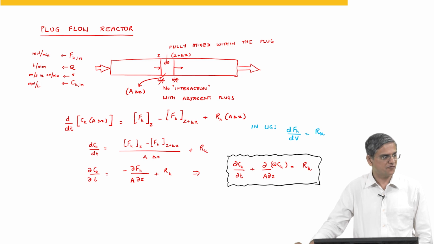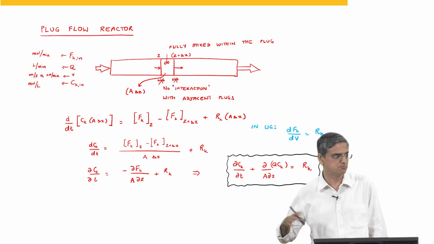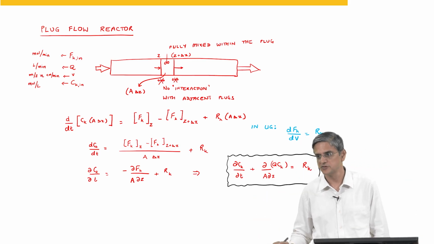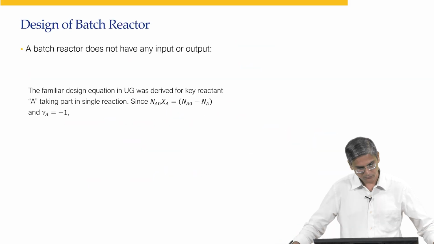In the definition of Rk, we have not even assumed that there is 1 reaction, 10 reactions, a million reactions. We have not said there is 1 species, 25 species. The only thing that we have said is that it is plug flow.